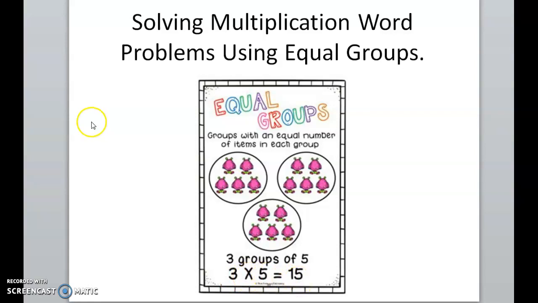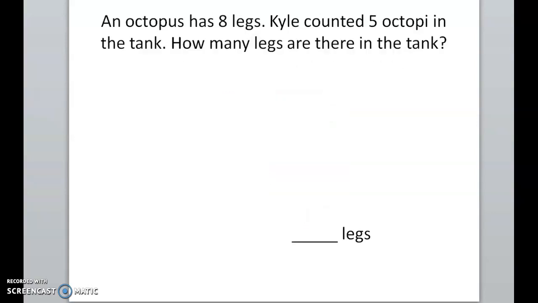Okay, so today we're going to move on to not only looking at a picture already given to us and writing a multiplication problem for that picture. We are going to be given a word problem, and we are going to use equal groups to solve that word problem. So our first word problem says, an octopus has 8 legs. Kyle counted 5 octopi in the tank. How many legs are there in the tank?